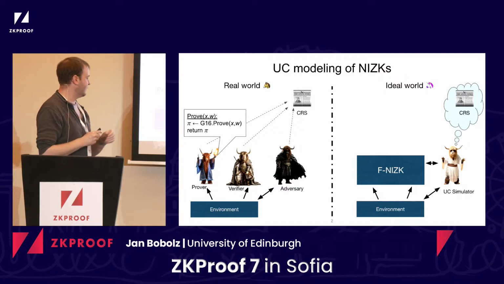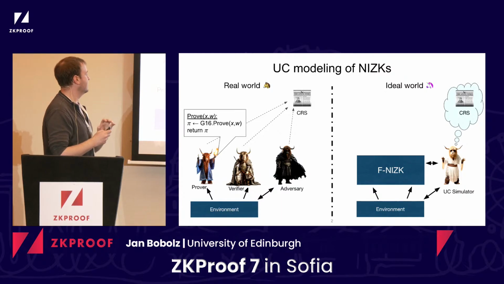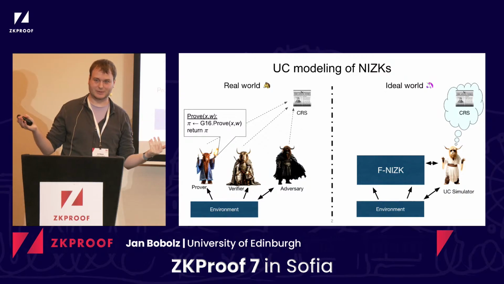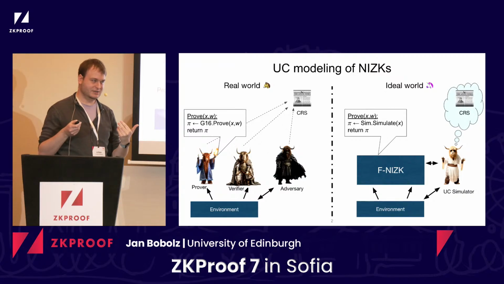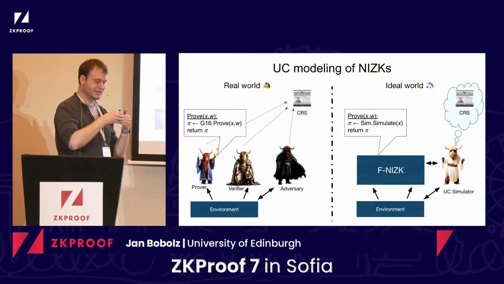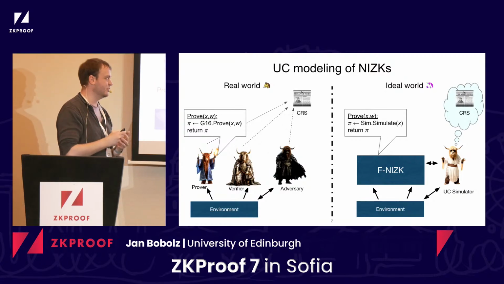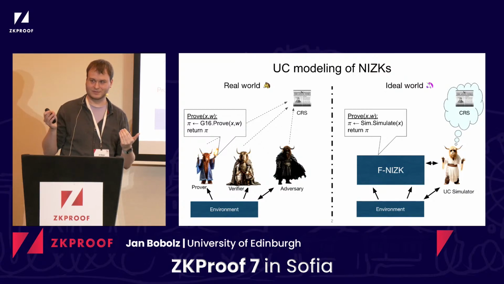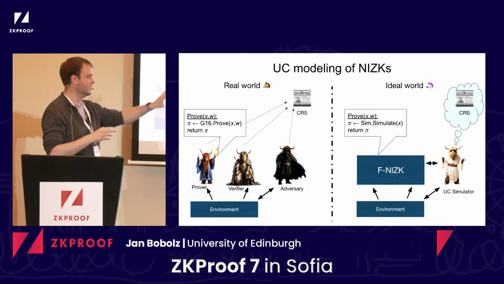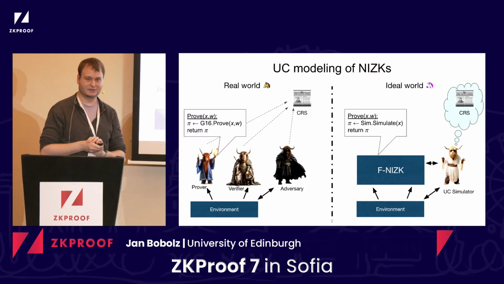Okay, so what happens if the environment instructs some party in the real world to create a proof? That party would just run the Groth16 algorithm and return the proof. In the ideal world, we need to express what it means to ideally compute a proof, and this ideal way is just to simulate the proof without the witness, giving us that all of the proofs generated in the ideal world are independent of the witness.